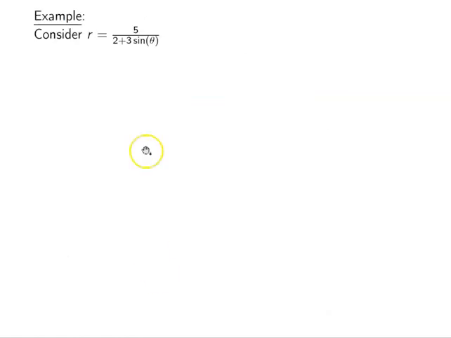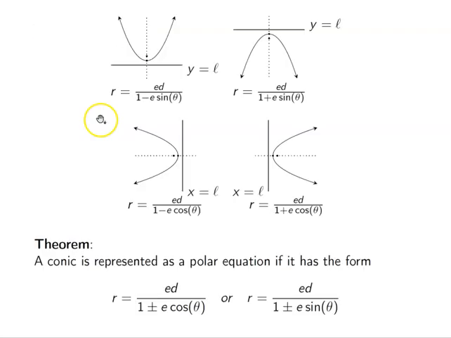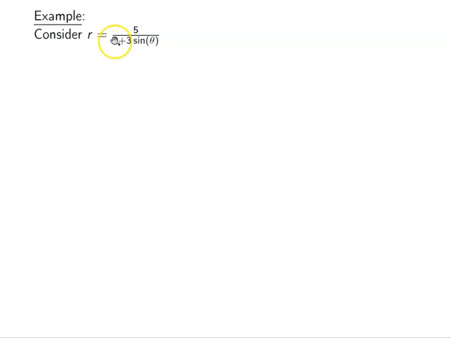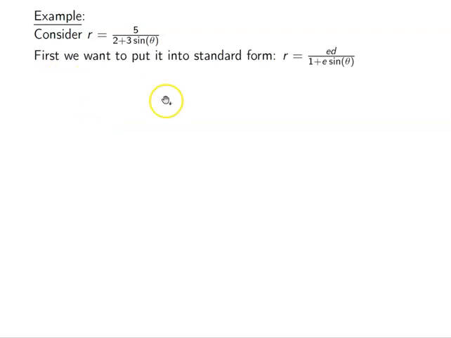What I need is for it to be in one of these standard forms, either cosine or sine, plus or minus, doesn't really matter. But I need it to be 1 plus or minus some multiple of cosine and some number on top. I need the 1 there. I don't have a 1, I have a 2. So what I'm going to do is divide everything by 2 so that it looks like what I need it to look like. I want to put it in the standard form because it's a plus and a sine. So I will divide everything by 2.